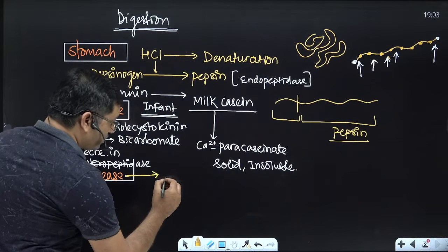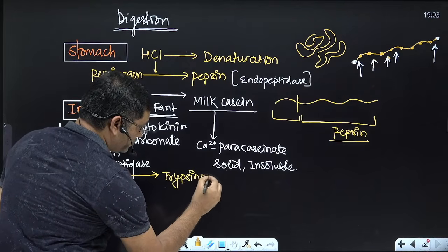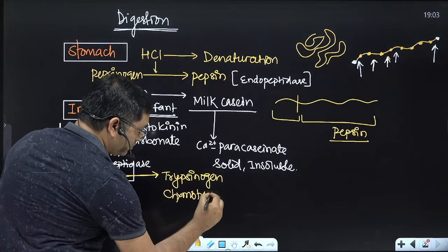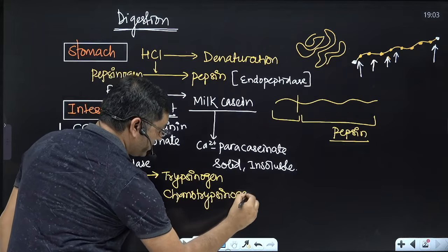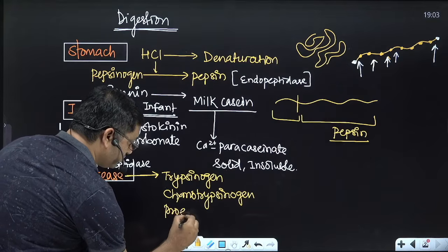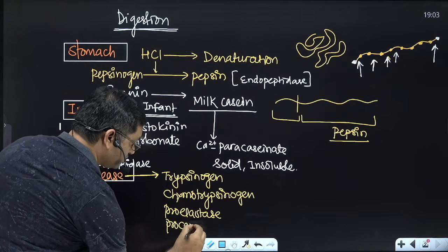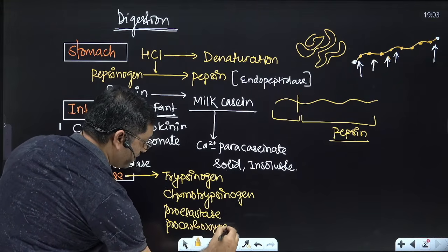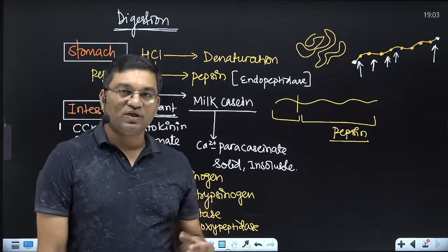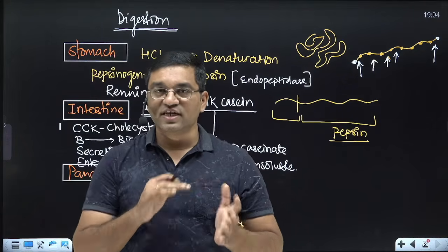So the pancreatic peptidases are trypsinogen, chymotrypsinogen, proelastase, and procarboxypeptidase. Trypsinogen, chymotrypsinogen, proelastase, procarboxypeptidase: they are secreted as inactive zymogens, inactive enzymes.